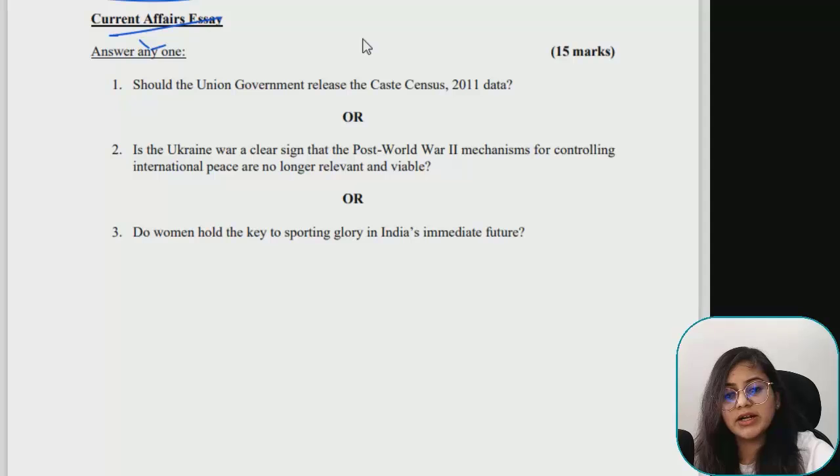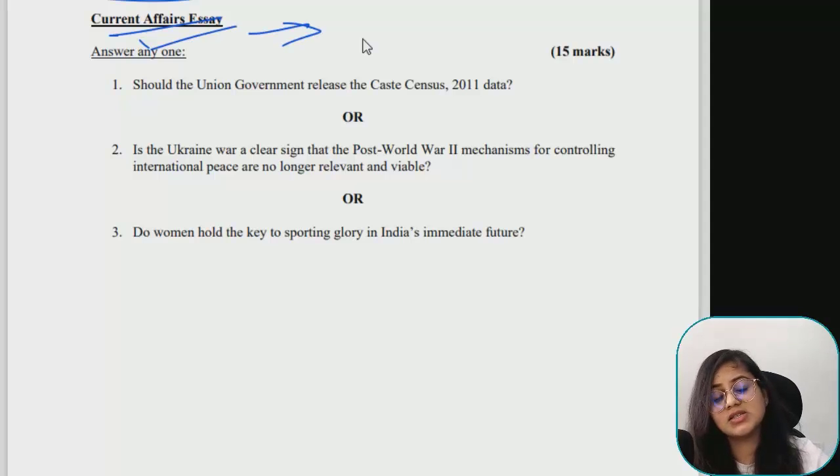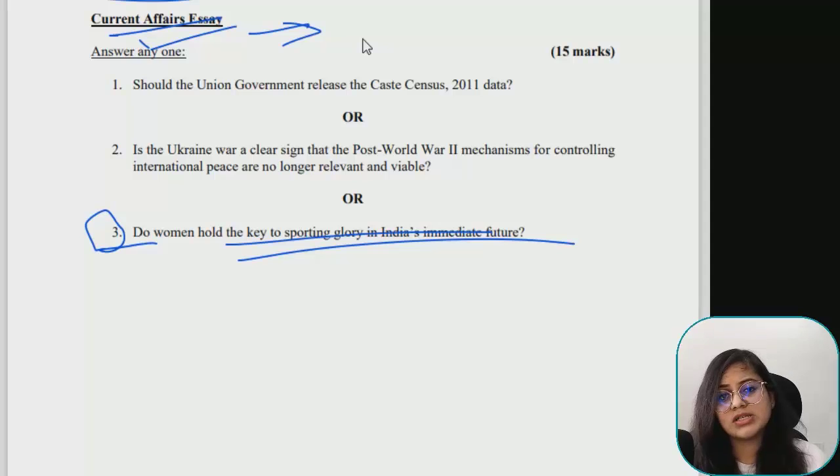Here again I would say that although they've said current affairs essays, as you've noted in the modules, we've provided you with static essays as well. If you see part 3, this is a static sort of a concept. This does not relate to current affairs. Do women hold the key to sporting glory in India's immediate future? This is not current affairs. You have to relate it to current affairs.